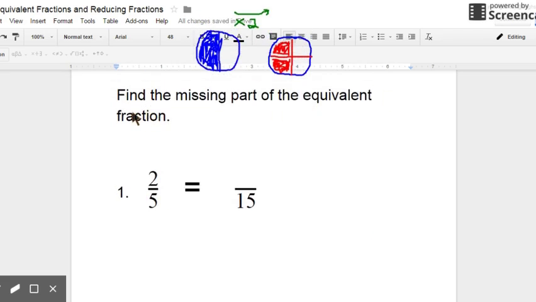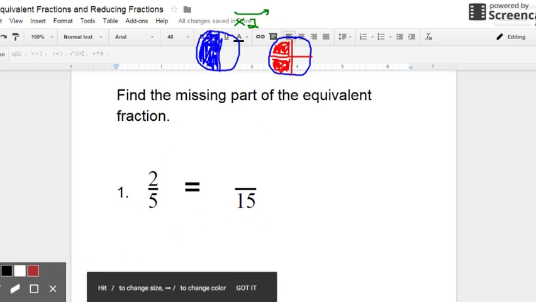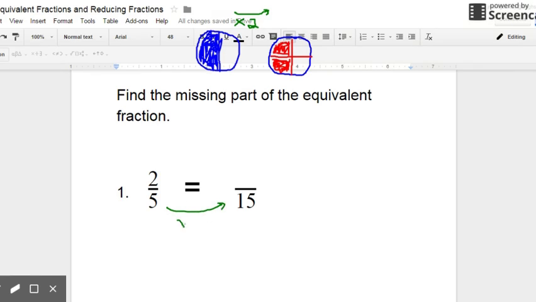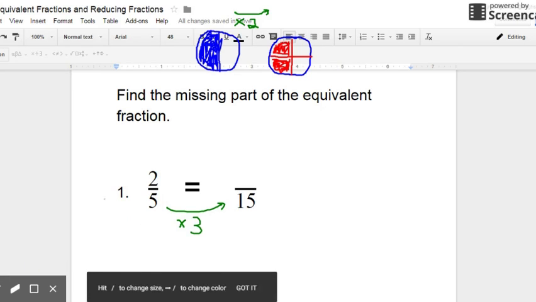Okay, so let's go ahead and find the missing part of the equivalent fraction. So we have one piece of it. We need to come up with the other number. So we ask ourselves, how did I go from 5 to 15? Or what did I multiply 5 by to create 15? Now, of course, you can use your multiplication charts to try to figure this out. But of course, 5 times 3 gives me the new denominator of 15.